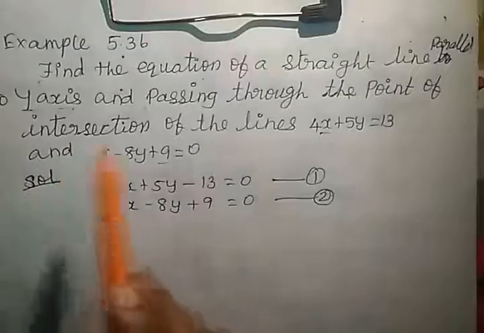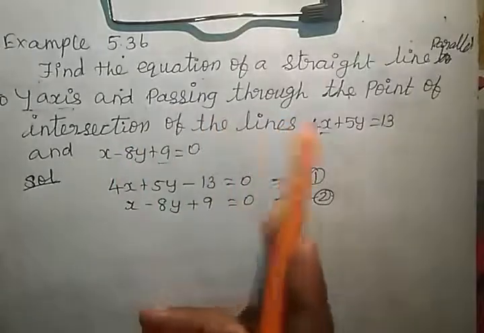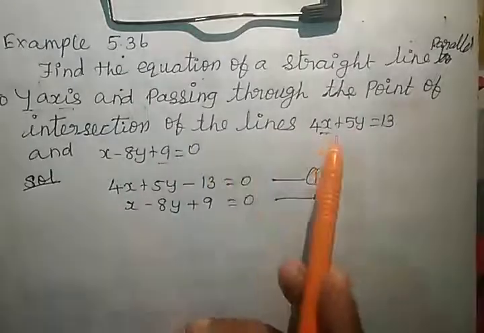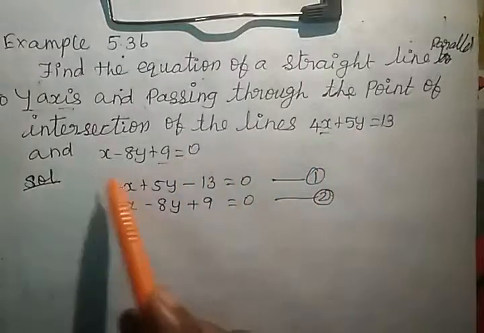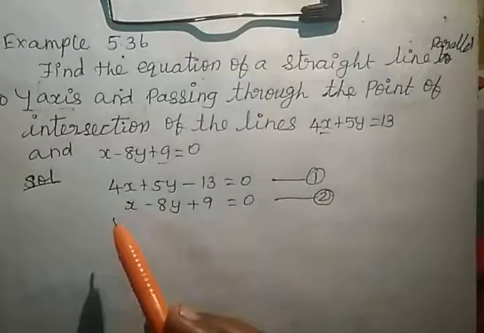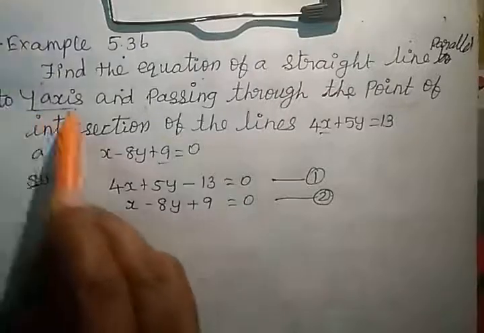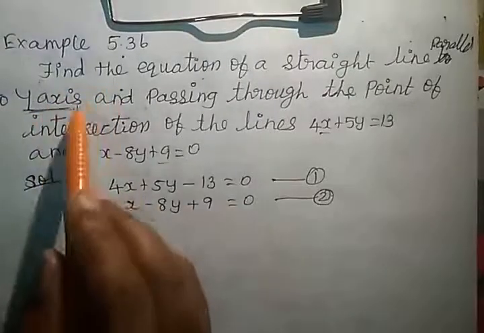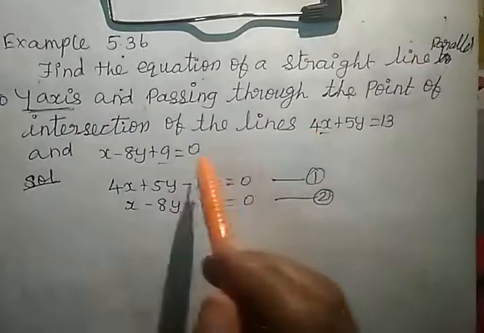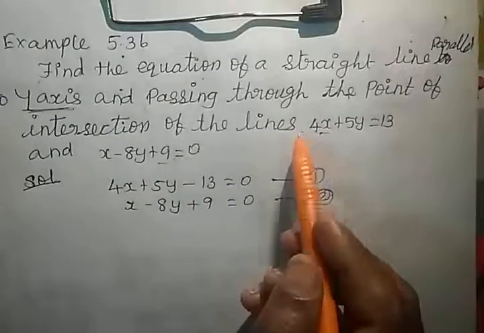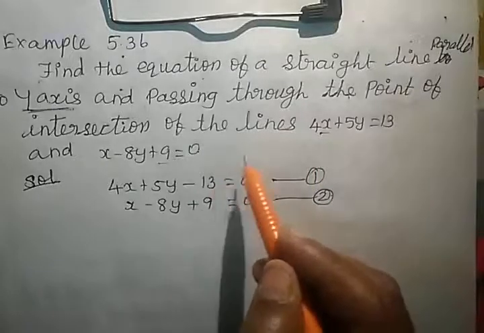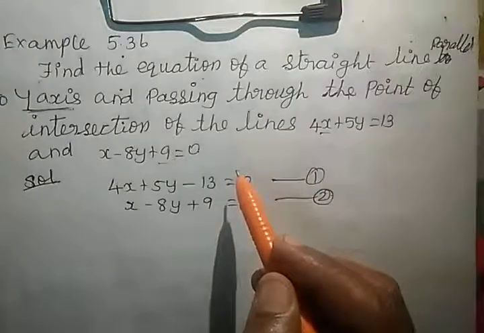The next question is example 5.36. Find the equation of a straight line parallel to the y-axis and passing through the point of intersection of the lines 4x plus 5y is equal to 13 and x minus 8y plus 9 is equal to 0. They are asking the equation of a straight line parallel to the y-axis, and also the line passes through the point of intersection of these two lines. So we want to solve the two equations and get the point. Already we studied in our lower classes how to solve two linear equations by three methods.